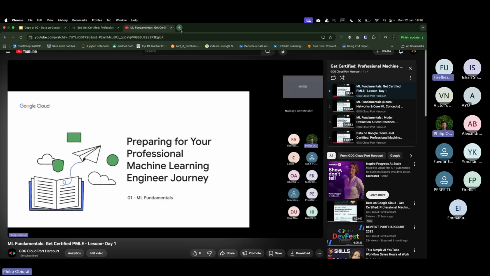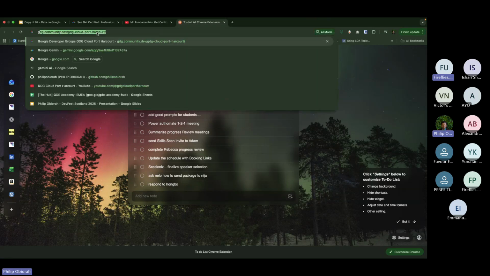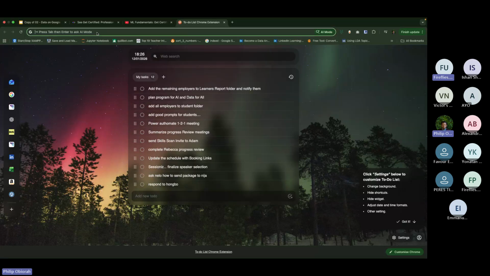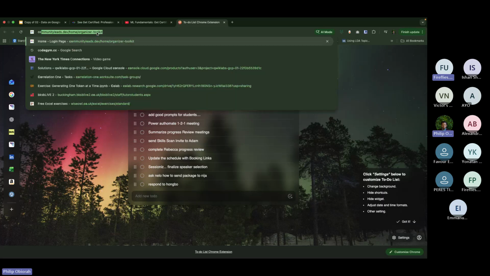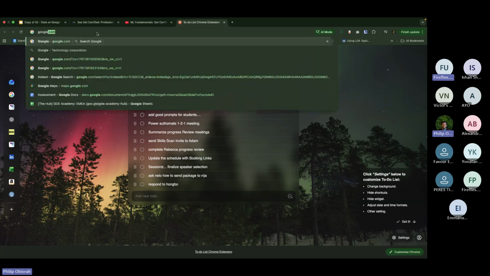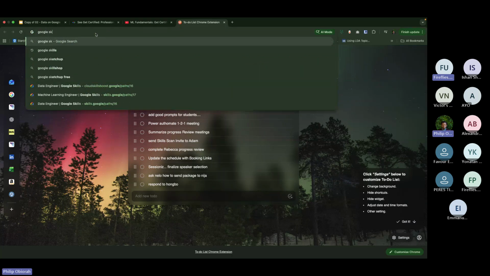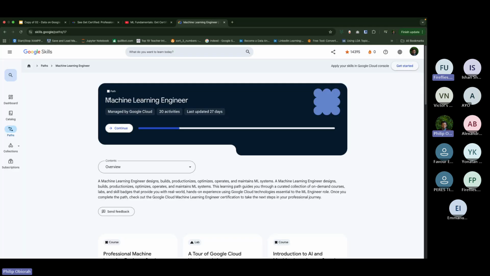This is to catch up. The real training, remember, what we are doing is a study group. The main course itself is on Google Skills, skills.google/part 17. This is what we are looking at. Please take note of the machine learning engineer parts, and then you start.